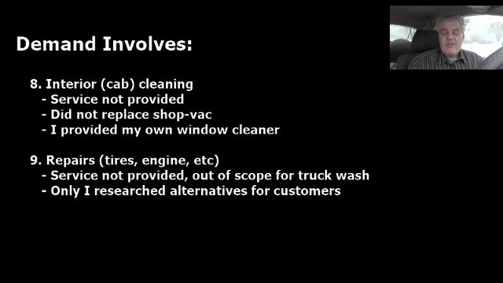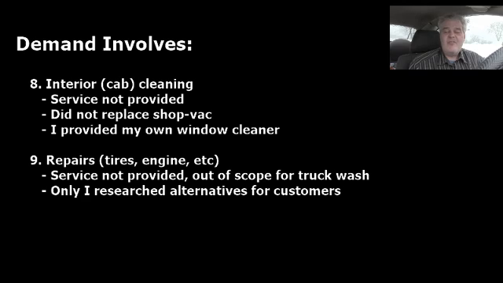In terms of the demand for interior or cab cleaning, like a cabin, we did not provide that service. In fact, our shop vac stopped working midway through when I was there, or a little bit later, and it just got thrown in the trash and wasn't replaced. A shop vac costs $20, $30. So if they had broken glass down there near their pedals, we didn't have a way to just go vacuum it out. We didn't even have a Dustbuster.